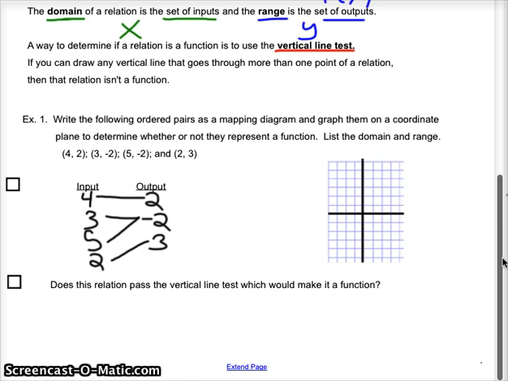So that's what my mapping is going to look like, just listing the inputs and mapping where they are ending up with the outputs. Now, we can also graph these x and y points. So the first point, 4, 2: 1, 2, 3, 4, 1, 2. So there's that point. 3, -2. 5, -2. 2, 3: 2, 3, 4, 5, and it's going to go a little bit off. It's going to be about there. 2, 3.